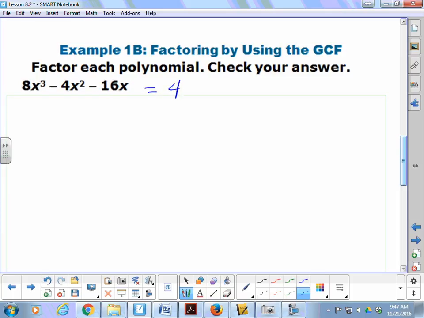Now look at all the variables. We have x cubed, x squared, and x. What's the largest variable term that they all have in common? So we have degree 3, degree 2, and degree 1, right? So the largest they all have in common is degree 1. So our greatest common factor would be 4x.